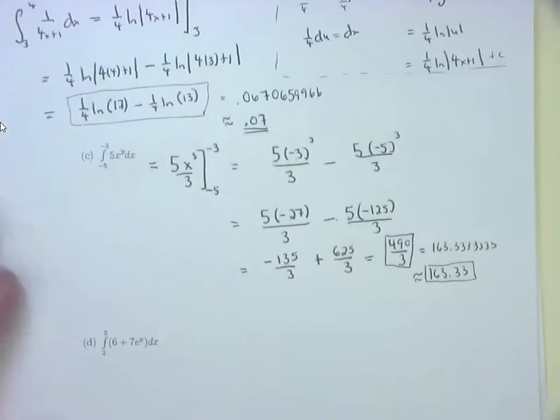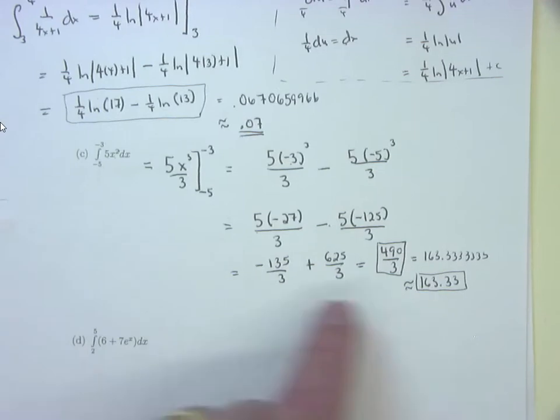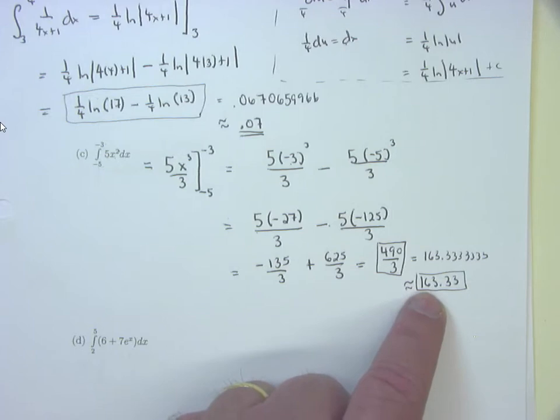Does that make sense? Questions? This is the actual exact answer, 490 over 3. But if they wanted 2 decimal places, that squiggly equal to is approximately 163.33.